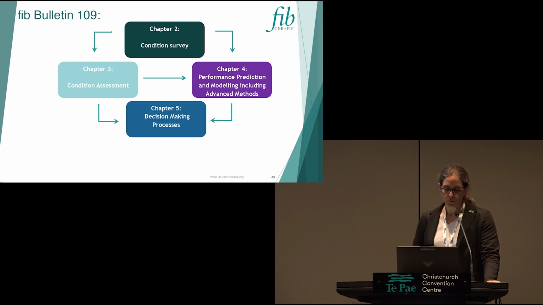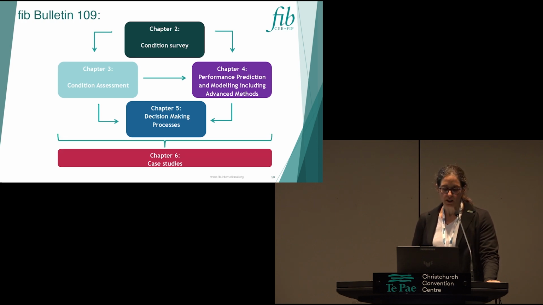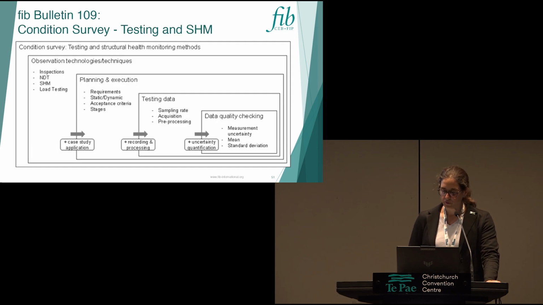And we rounded up with a decision-making process, so what can you really do? And last but not least, we added a lot of case studies so that you get an idea in which kind of situation you can apply a certain inspection or a certain monitoring methodology. And now here I give you a very short overview about each chapter.